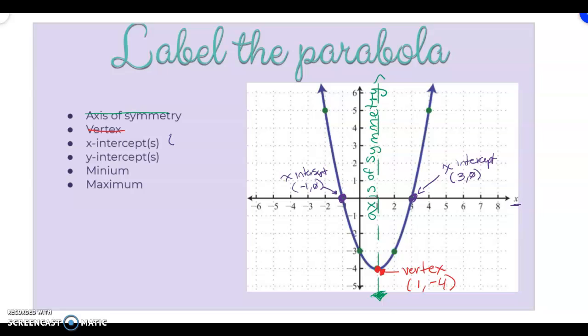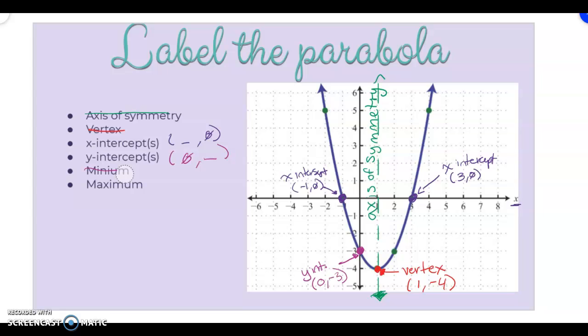Our x-intercepts are some number with our y being 0, and our y-intercepts are going to be 0, comma, whatever number. So remember, y-intercepts, the x is 0, x-intercept, the y is 0. So I actually do have a y-intercept for this one. It's right here, and I'm going to label it. So this is going to be 0, -3 for my y-intercept.